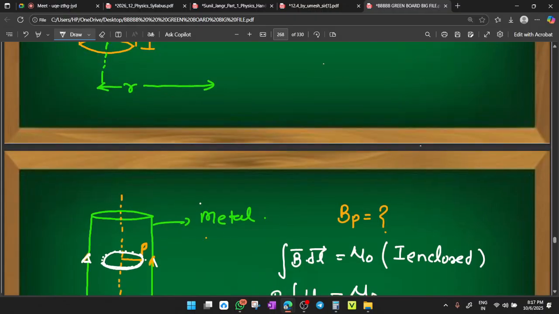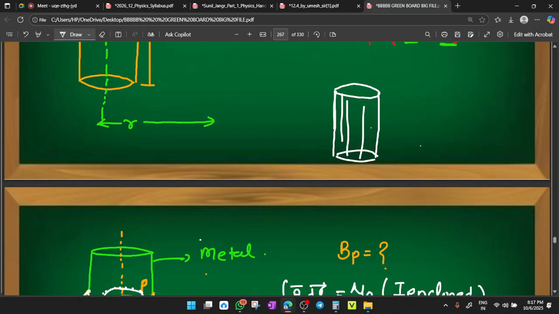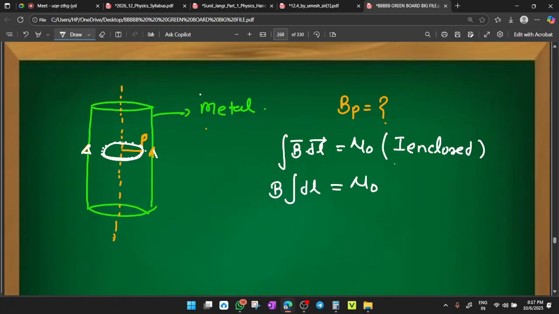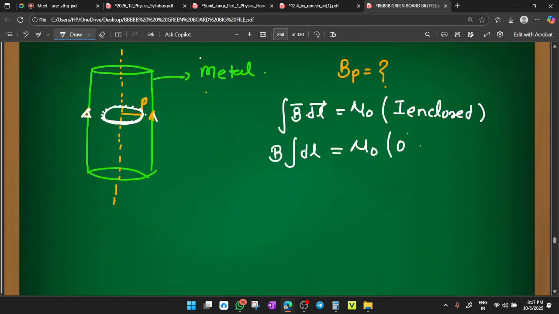See here, I said all the current is passing through the surface, meaning the outer boundary. There is no current inside the conductor. All the current is passing through the surface only, as this is metal. There is no current inside the volume of the conductor. Clear? So mu naught I enclosed here equals 0.